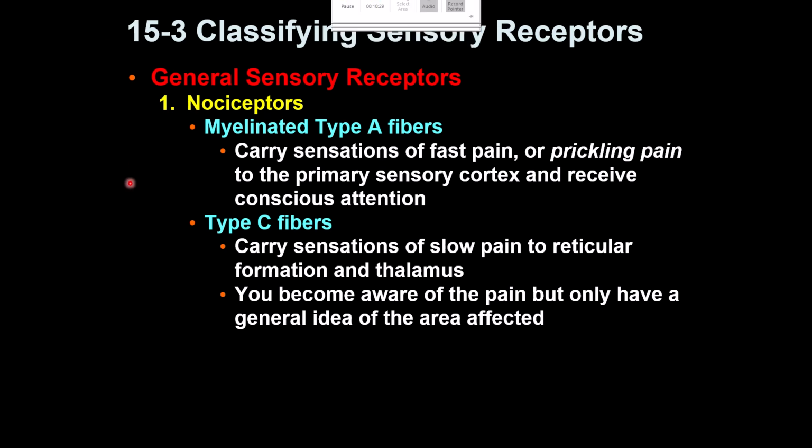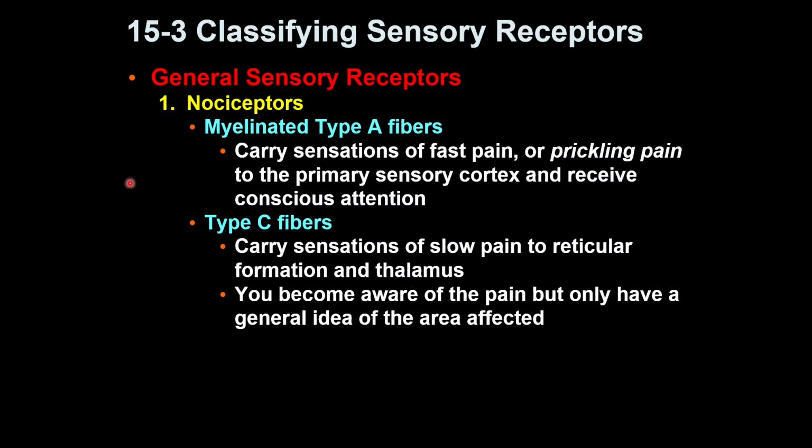The second point is that there are two types of nociceptors. One is myelinated, and the other one is unmyelinated. Myelinated is type A, and this is the fast one. This is called fast pain or prickling pain. For example, if a needle or nail or a bullet or a knife or something very sharp damages the body, the information goes to the thalamus, and the thalamus thinks it is important, and that goes to the primary sensory cortex, and you become aware of it.